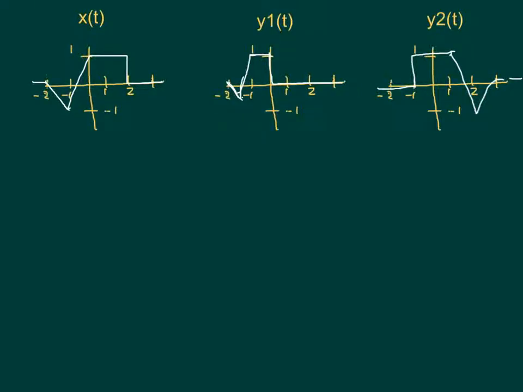Okay, for this problem, we're given x of t, y1 of t, y2 of t, and we're asked to express y1 of t and y2 of t in terms of x of t. So if we look at x of t, we notice that on the t-axis it has a width going from -2 to 2, which is a width of 4. We notice our y1 of t is only going from -2 to 0, giving it a width of 2, meaning our scalar for y1 of t is just going to equal 1/2.